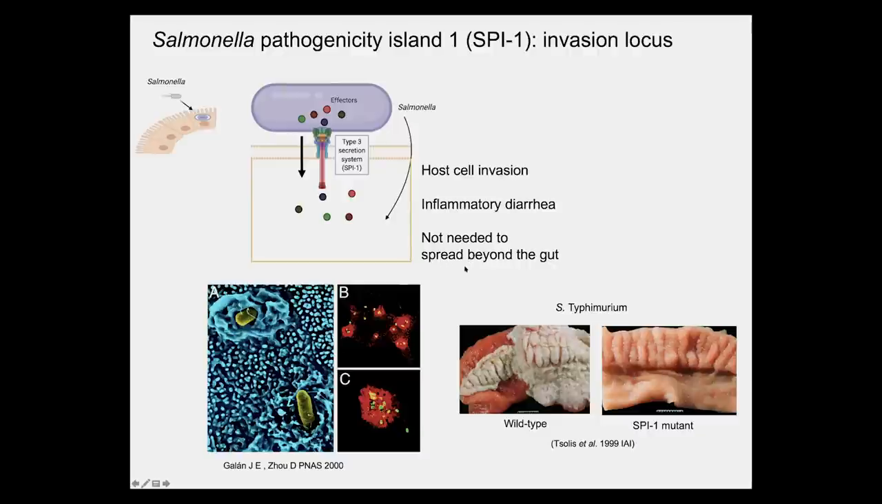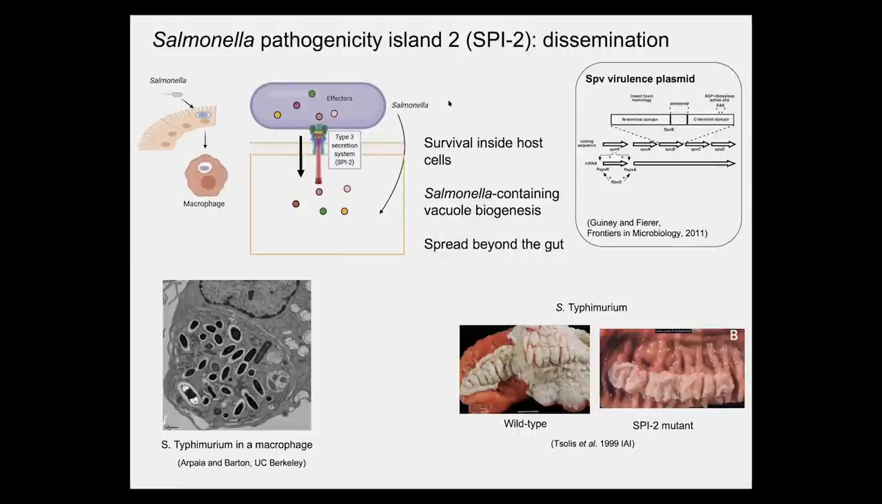And this type 3 secretion system encoded by SPI-1 is not needed to spread beyond the gut. Salmonella encodes a second type 3 secretion system, encoded by pathogenicity island 2, which also delivers effectors into cells. It's necessary for Salmonella survival inside those cells and for the formation of the Salmonella-containing vacuole.